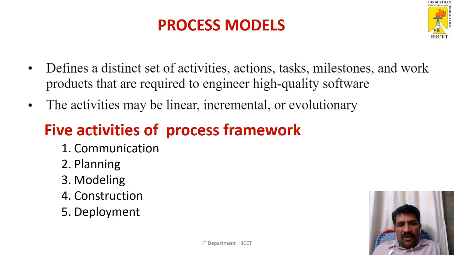Process model. We use a process model to develop high quality software. So the process model defines a set of activities, actions, tasks, milestones, and the work products that are required to produce high quality software. The activities may be linear, incremental, or evolutionary. Five activities are performed to produce very good software: Number 1, communication. Number 2, planning. Number 3, modeling. Number 4, construction, and number 5, deployment.